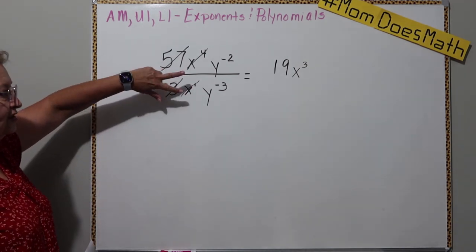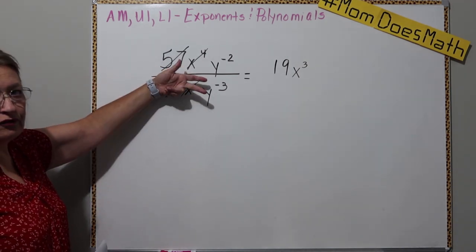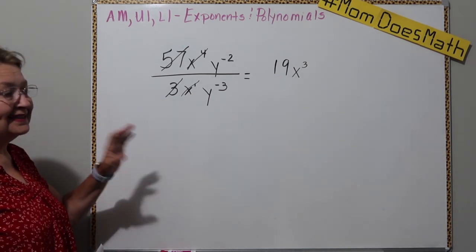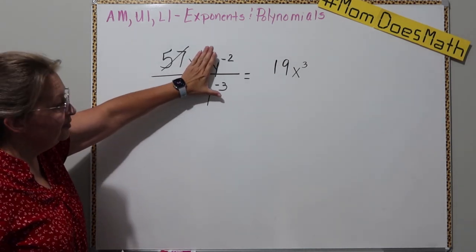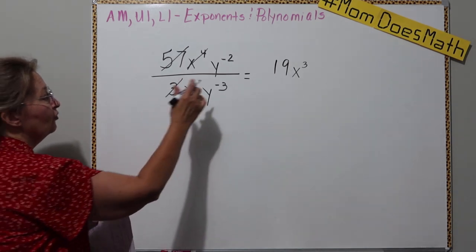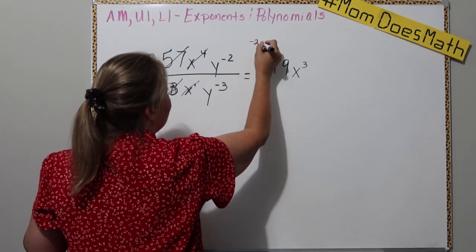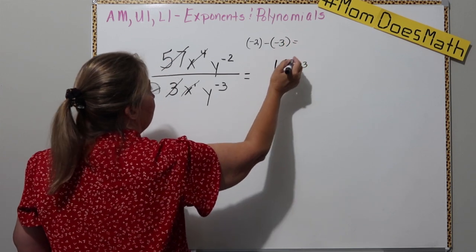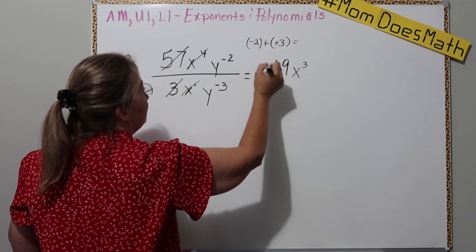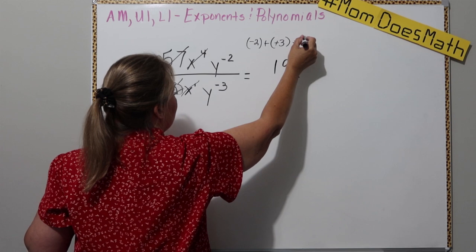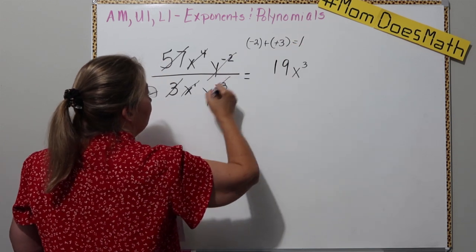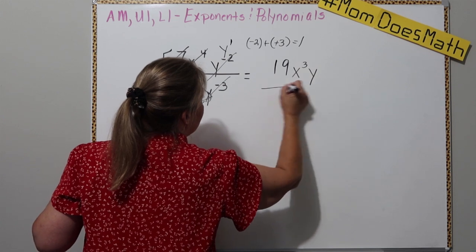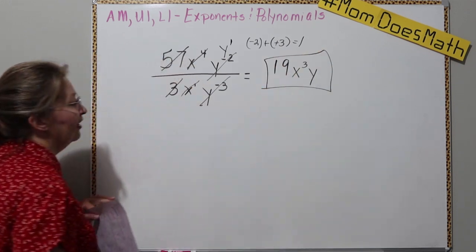Now, for these two, a lot of options. You can flip both of them and then subtract, or you can subtract as is. But now with both of them being negative, you're going to have to be careful, because what you actually have is negative 2 minus negative 3. So this would change to plus a positive. Negative 2 plus 3 is 1. So you have y to the 1 on top. So this would be your final answer.